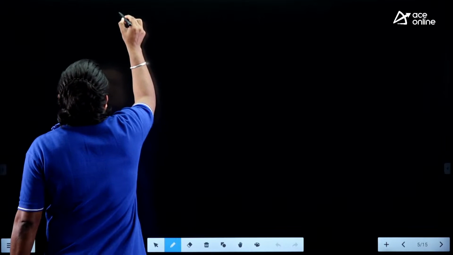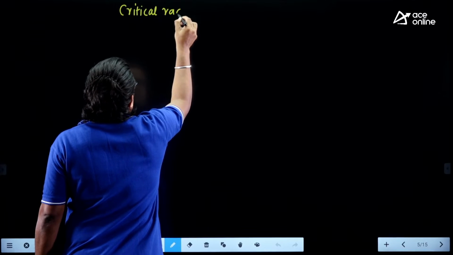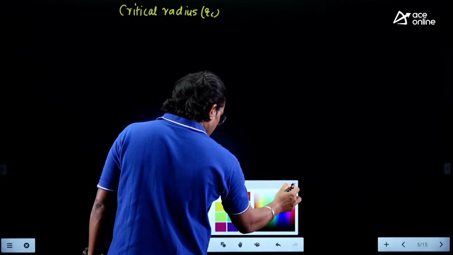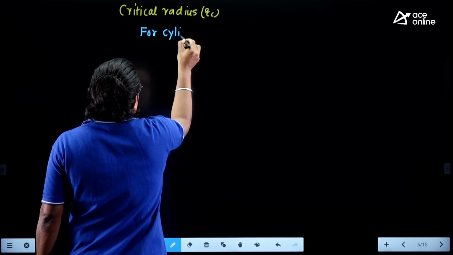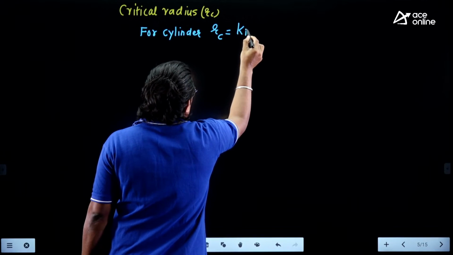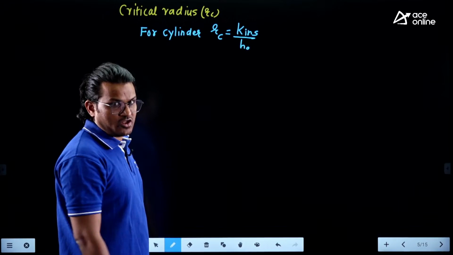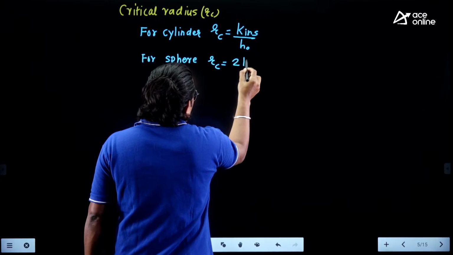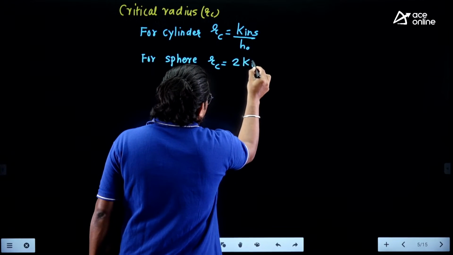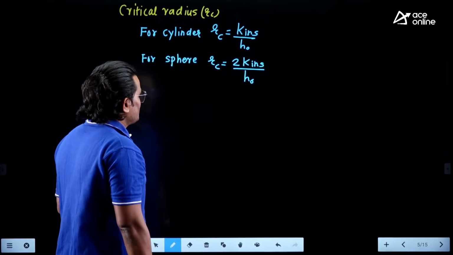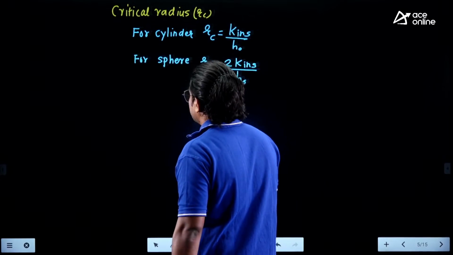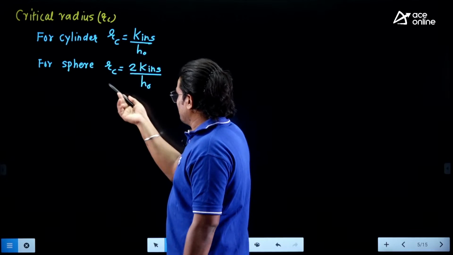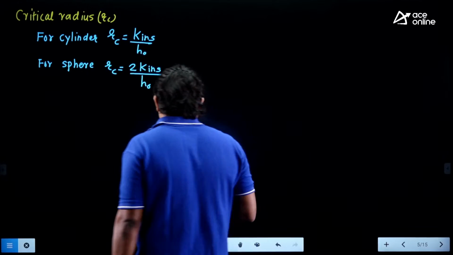Then after that you need to prepare critical thickness, critical radius R_C. So critical radius R_C you need to prepare. So in this case, for cylinder, R_C is equal to K of insulation by h of outside. This is the formula for cylinder. Then for sphere, R_C is equal to 2K insulation by h outside. So these are the two formulas you need to understand. See, I am just giving you a brief view, okay? So for cylinder, R_C is equal to K insulation by h. For sphere, R_C is equal to 2K insulation by h. Okay. So now this graph you need to remember.